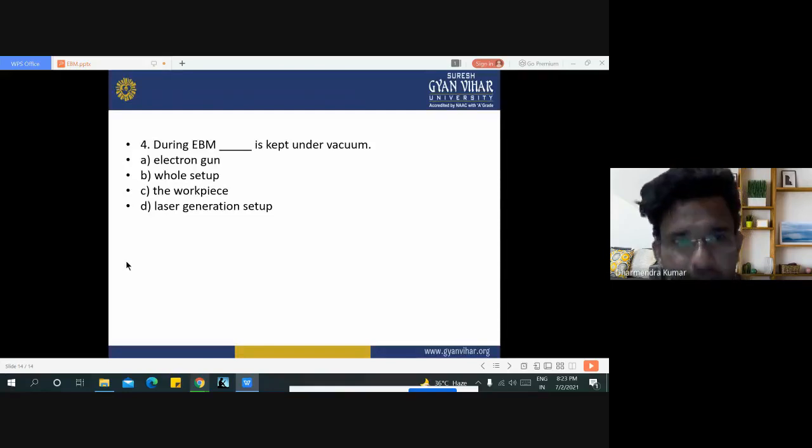Now the next one: during EBM, what is kept under vacuum? The electron gun, the whole setup, or the workpiece. The electron gun is not kept under vacuum. The whole setup is also not kept in the vacuum. Surely the workpiece we are keeping in the vacuum. Thus our answer is option C.